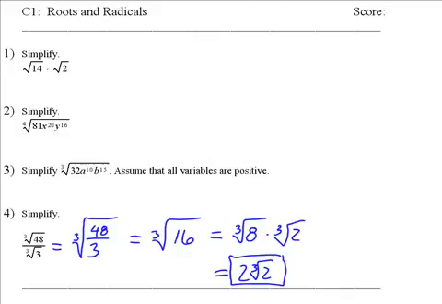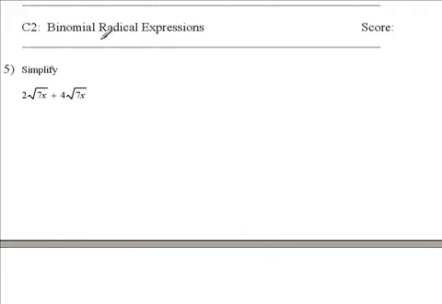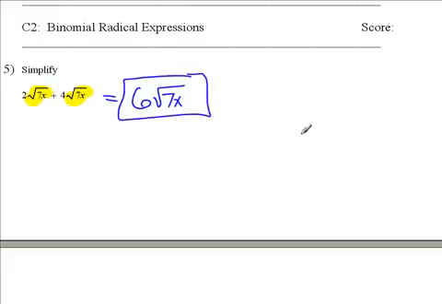Any questions on number 4? Concept 2 is binomial radical expressions. Number 5, we're just asked to simplify. So the key here is, is a root 7x a like term with the root 7x? And yes, they are. I have 2 of them plus 4 of them. That should equal 6 of those things. So it's 6 root 7x's. This root 7x doesn't simplify, so I'm just done right there for number 5.